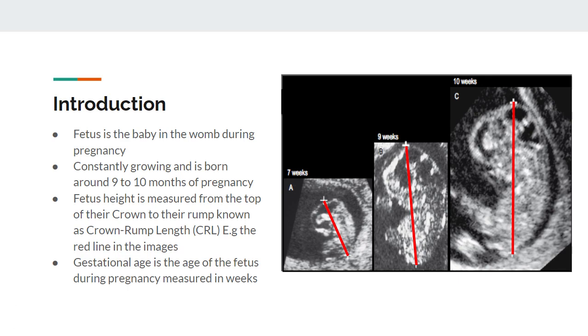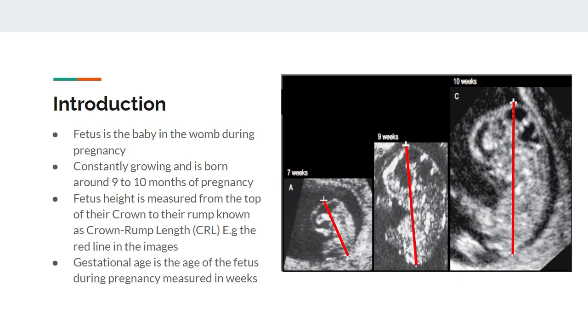As an introductory, during pregnancy, the baby yet to be born is known as the fetus. The fetus is constantly growing during this pregnancy process, and after around 9 to 10 months, the fetus is born and is now considered a baby rather than a fetus. When this baby is born, its height is measured from head to toe, as are we to this day.